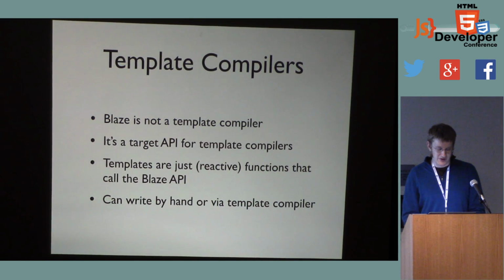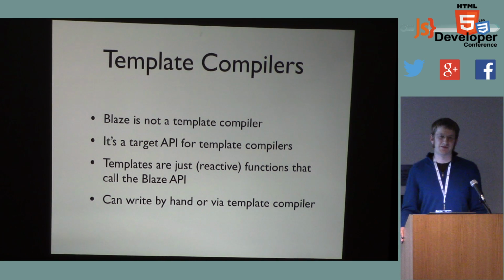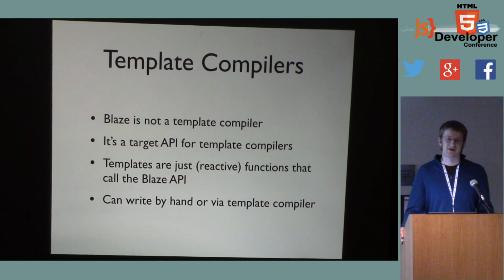And the way that works is that Blaze doesn't compile templates. It's an API that's targeted by template compilers. It's kind of like the VM for reactive DOM updates. Templates are just reactive functions that call the Blaze API. And you can even write your own reactive templates in pure JavaScript if you want to. But I think a much better experience is when you get to use one of these template languages that people have been working on that's really been tuned for the kinds of apps people need to write, and the kinds of HTML. Basically, templates are what you want to have in your text buffer. They're what you want to edit. They're nice to work with.